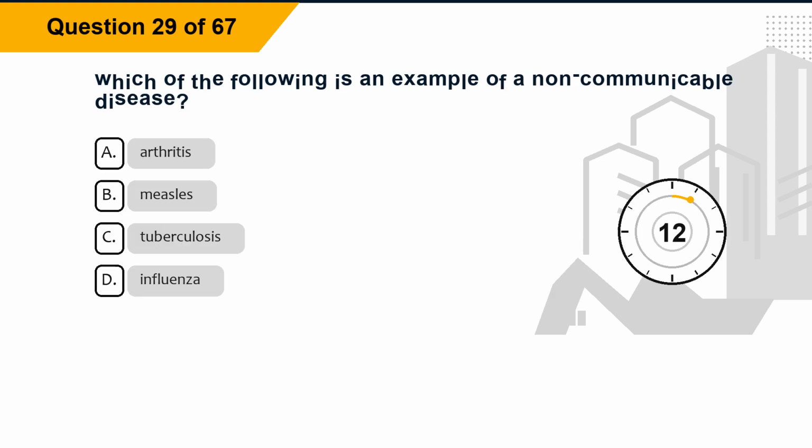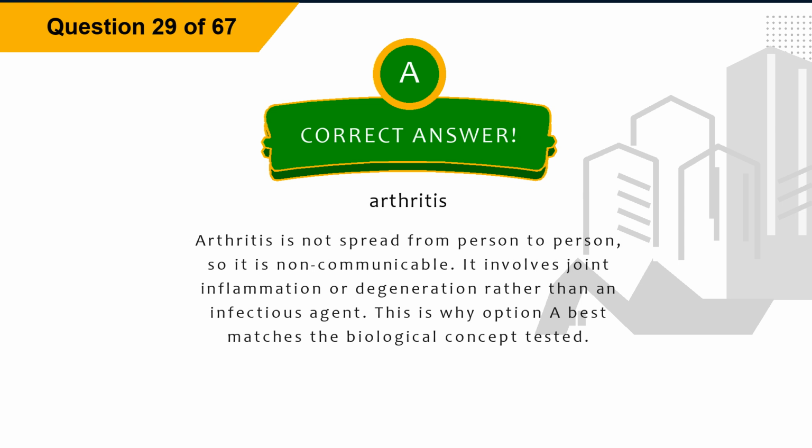Question 29. Which of the following is an example of a non-communicable disease? Option A, arthritis. Option B, measles. Option C, tuberculosis. Option D, influenza. The correct answer is option A, arthritis. Explanation: arthritis is not spread from person to person, so it is non-communicable. It involves joint inflammation or degeneration rather than an infectious agent. This is why option A best matches the biological concept tested.